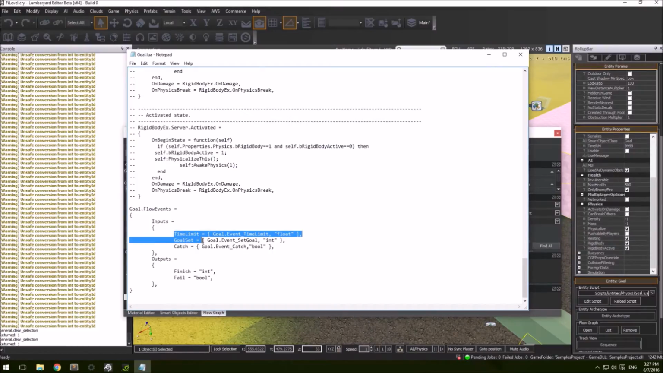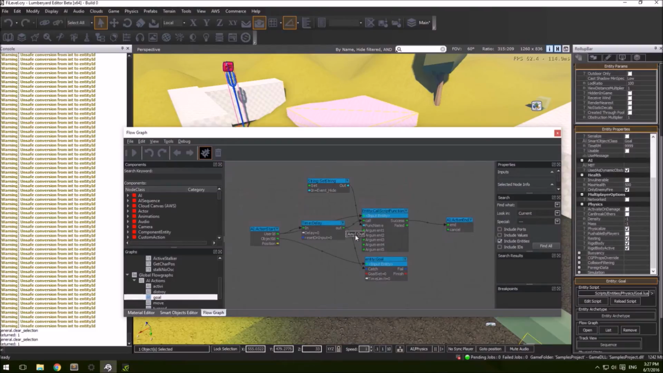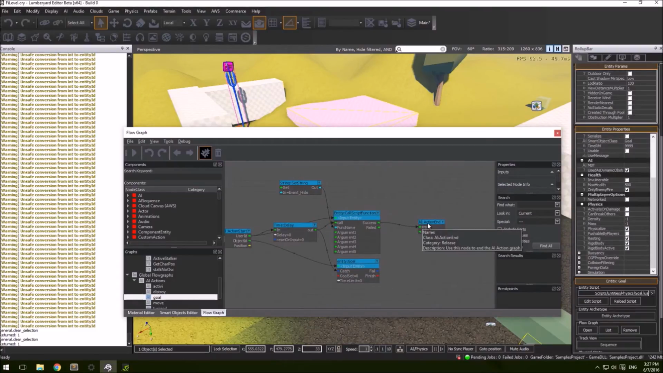And this is for defining a flow graph node. We have some inputs and we have some outputs here. So we have our basic flow graph structure here, and these are the nodes. This is our go node.